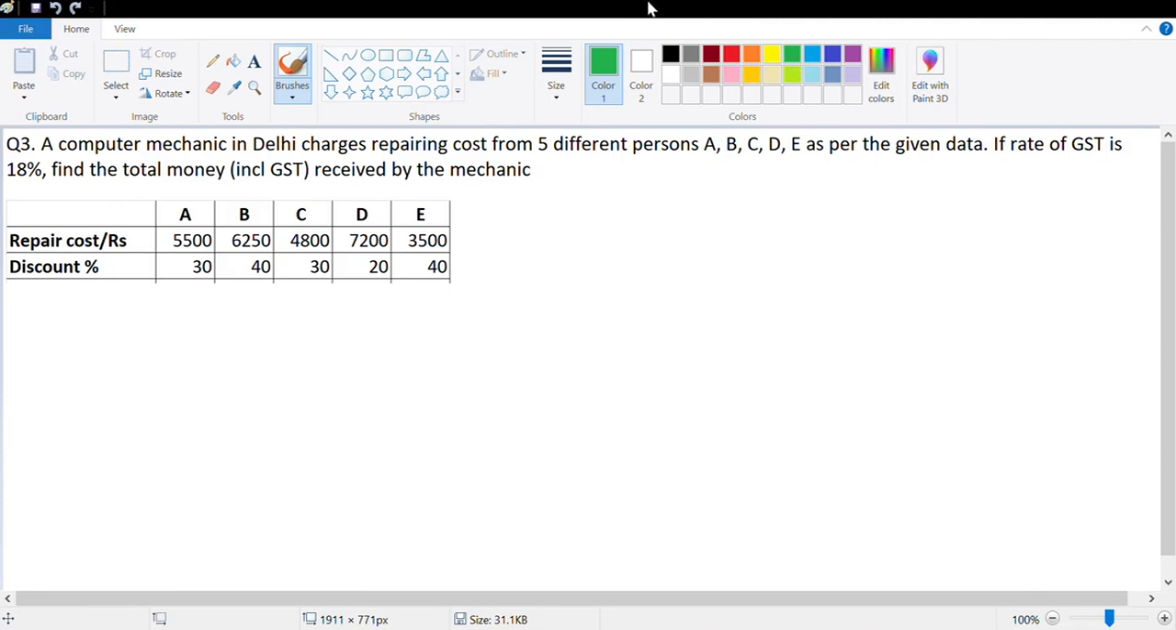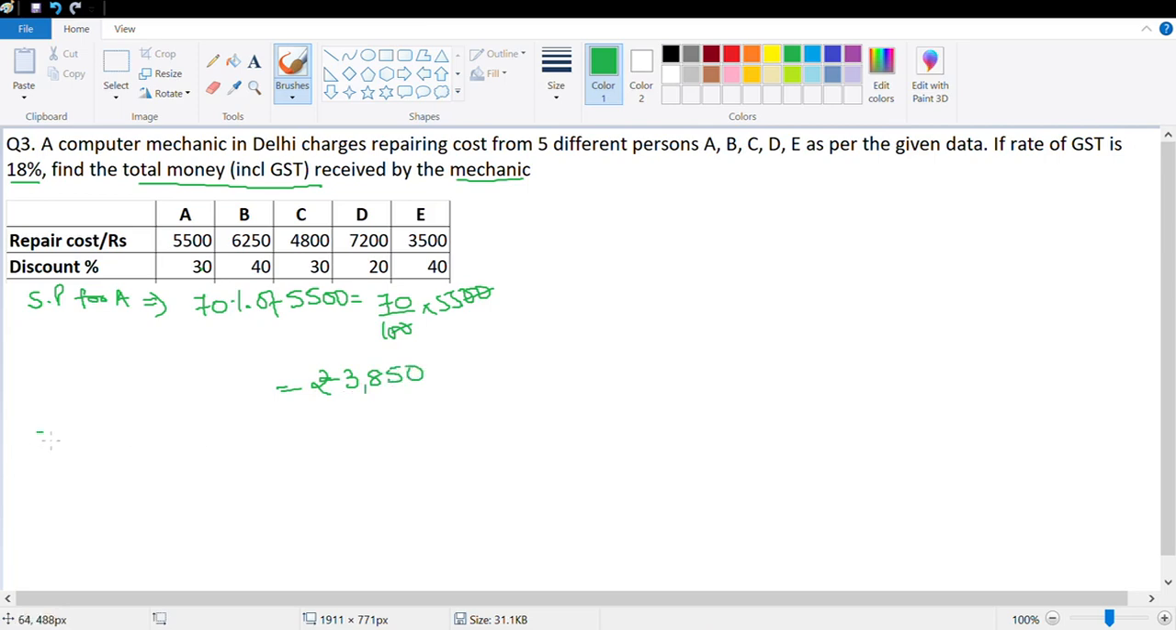The next one we do is question 3. It says a computer mechanic in Delhi charges repairing cost from 5 different people. The rate of GST is 18%. Find the total money including GST received by the mechanic. So we need to calculate the total bill price. So let's calculate the selling price after discount. So selling price for A would be, discount is 30%, which means selling price would be 70% of 5,500, which is 70 upon 100 into 5500, which is equal to 55 into 70, that's 385. So this is rupees 3,850.